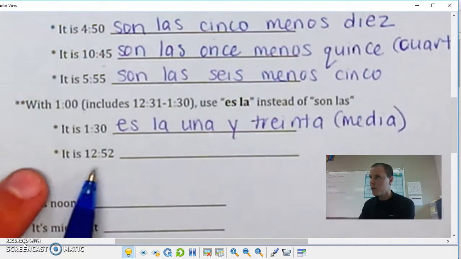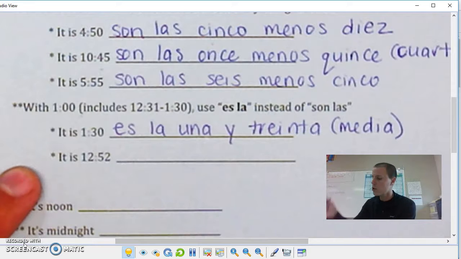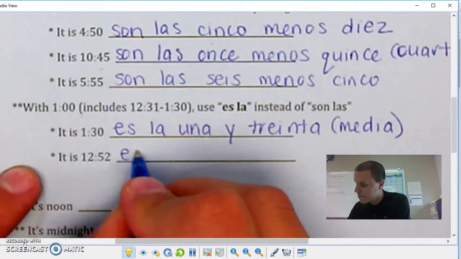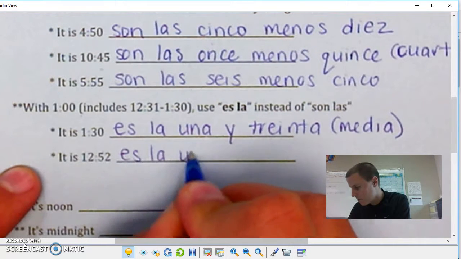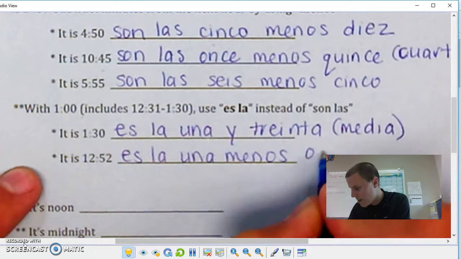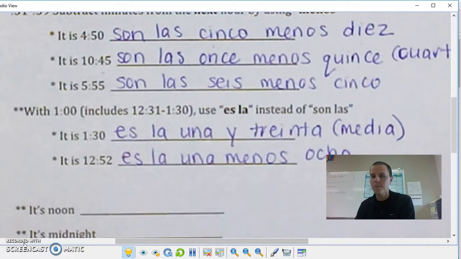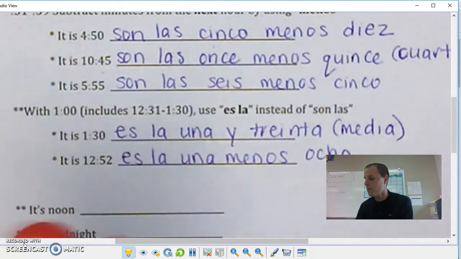Now, 12:52 is not 1 o'clock, but we have to go up to 1 o'clock and then subtract time. So, es la una menos, we're subtracting 8 minutes from 1 o'clock. Es la una menos 8. Time is feminine. So if you put uno on a test, I'm not going to count it. Questions so far? A couple more things.